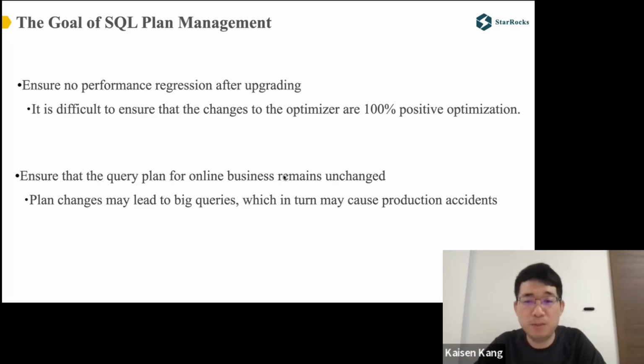Our aim with query plan management is to address two challenges. First, preventing performance regression after upgrades. We want to guarantee the query performance remains stable and predictable, eliminating the significant slowdowns caused by plan changes following a system upgrade. Second, maintaining stable performance for critical online workloads. We seek to ensure the query plans for essential continuously running business applications remain consistently efficient, avoiding performance degradation over time.